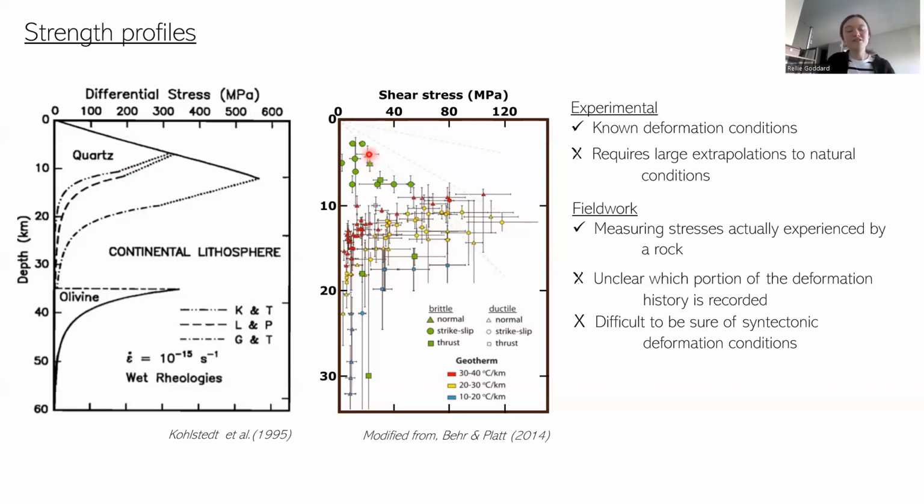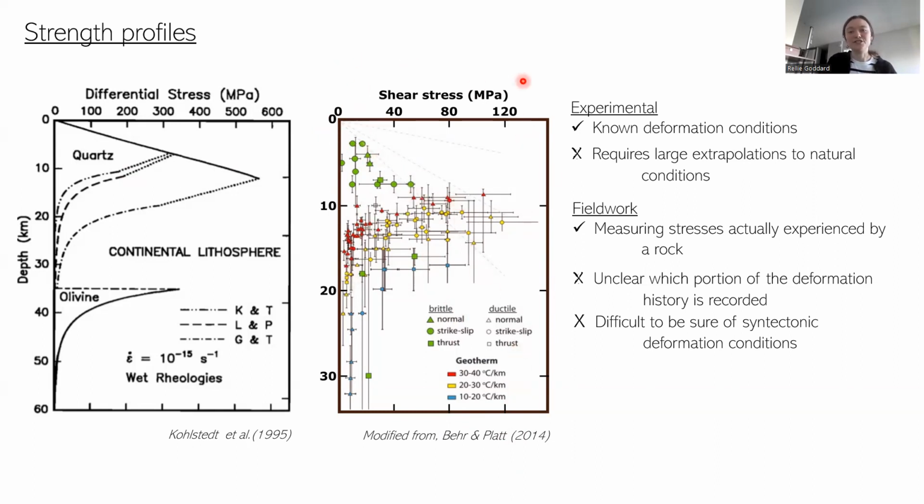So the other way that people measure strength is that they go and look at exhumed lower crustal rocks or shear zones in nature and get measurements from the rocks that are seen there. And this is a compilation from Behr and Platt in 2014 that went and looked at all the different studies at that point of all the different fault zones that were there, so normal, strike slip, and thrust. And they could kind of put together the brittle portion that you can see here measured in green, and then the ductile portion for various different geothermal gradients.